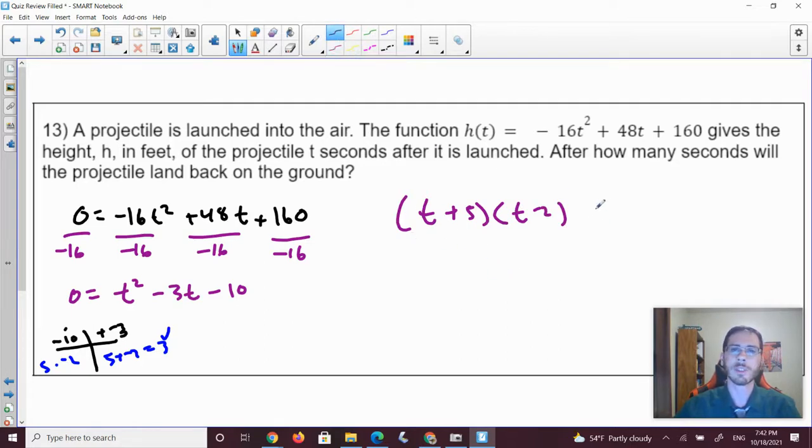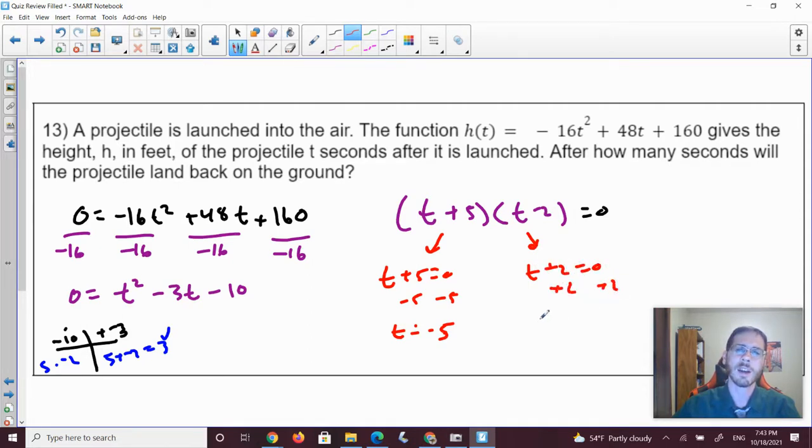Again, this still does equal 0, so we have to be careful, but we can solve each of these with the zero product property. Subtract 5 on both sides, so t is equal to negative 5, which, if we're thinking about it, doesn't make sense in the context of the problem. We can't really have a negative time. We can add 2 to both sides, though, and get t equals 2, and I'm pretty happy with that.